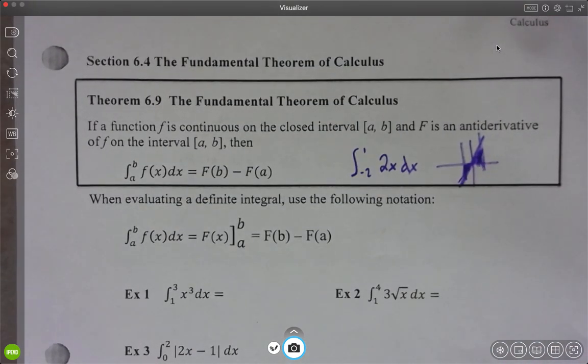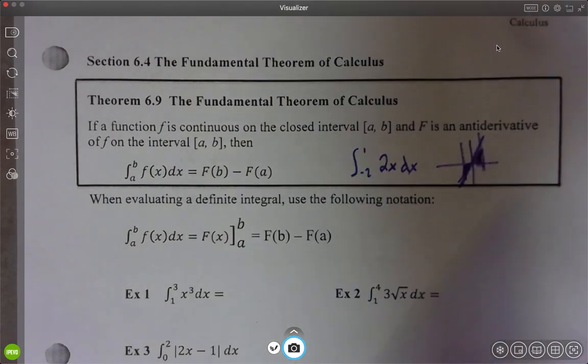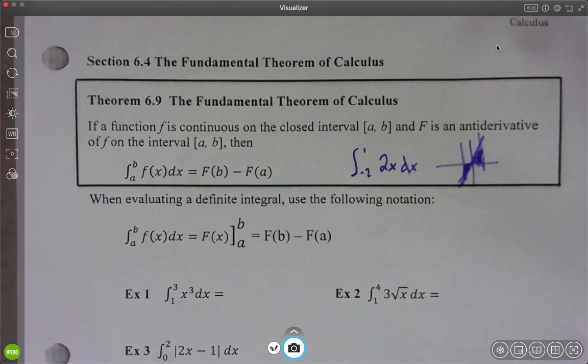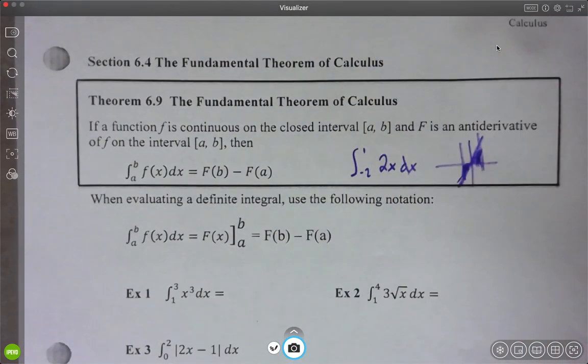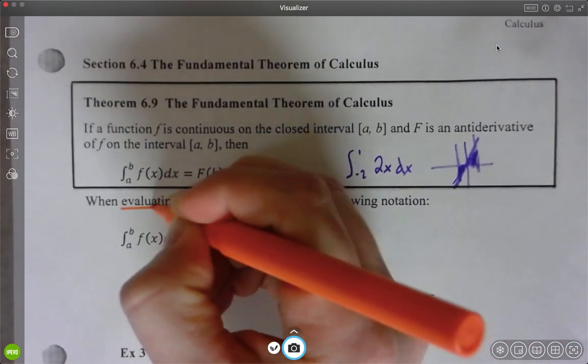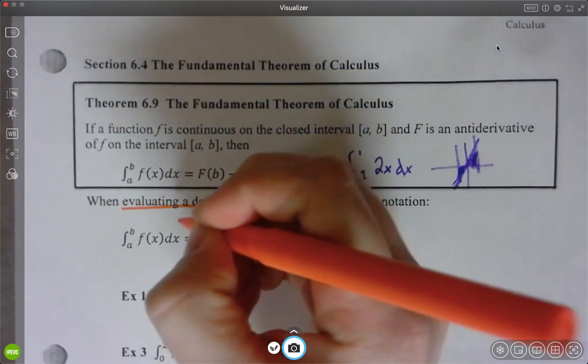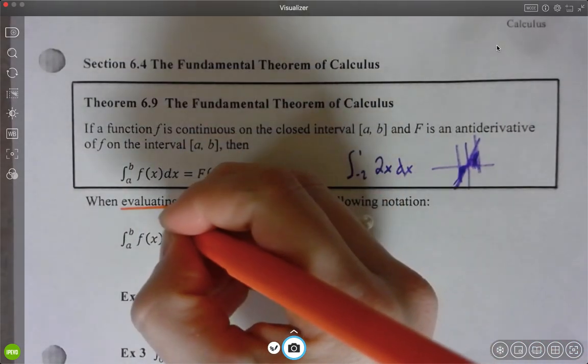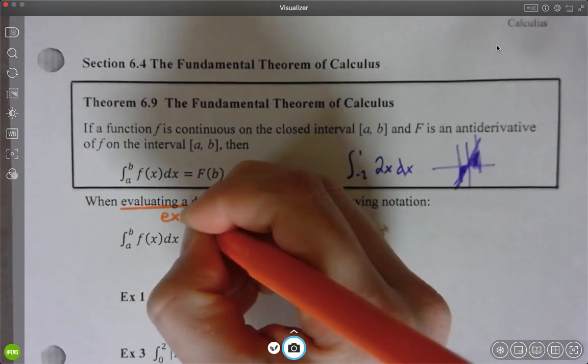Now, we're not going to be drawing anything, although I probably will draw some of these for you just so you can see what it is that we are doing. But we no longer have to draw anything. We no longer have to do any rectangles or any estimation or anything like that. All we do is evaluate the definite integral, and that will give us the exact area. So finding the antiderivative and evaluating it will give us the exact area.